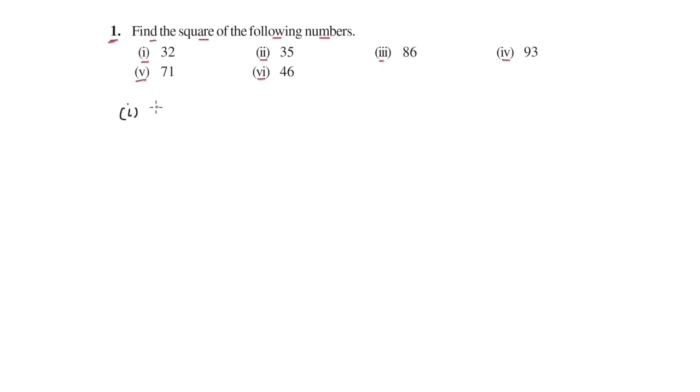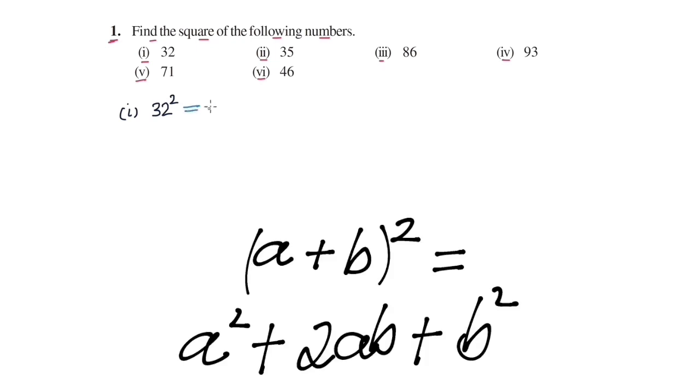In the first part, we need to find the square of 32. Clear? So what we can do is write 32 as (30 plus 2) whole square. And here we can use the formula of (a plus b) whole square. So what was the formula? (a plus b) whole square is a square plus 2ab plus b square. So 30 square plus 2 times 30 times 2 plus 2 square. Here a was 30 and b was 2.